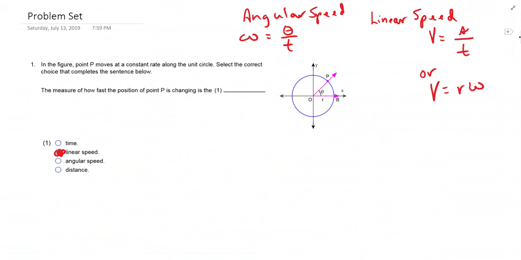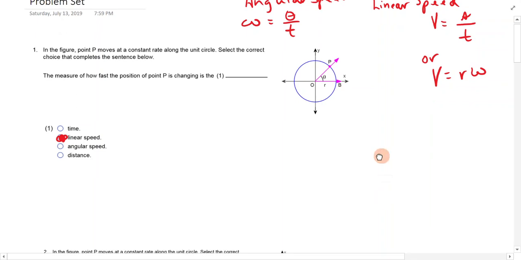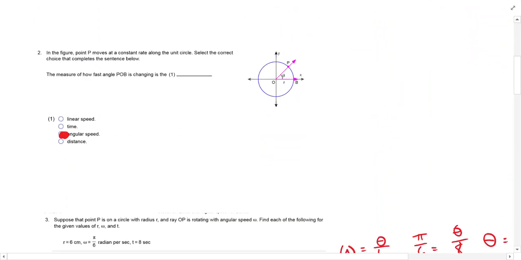All right, in the picture, point P moves at a constant rate along the unit circle. Select the correct choice that completes the sentence. The measure of how fast the position of point P is changing is, and remember that's the definition of linear speed. Point P moves at a constant rate along the unit circle. Select the correct choice. The measure of how fast angle POB is changing is the angular speed.